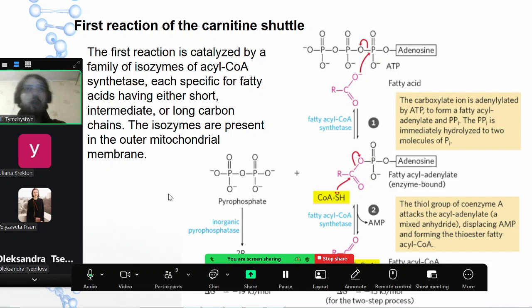In medicine, there may be certain conditions connected to defects in these enzymes. As you see, we have different enzymes that depend on the length of the fatty acids. So it may happen that there are problems with fatty acids of certain lengths only. Some of them are doing okay, while others with different lengths are not so okay. These isozymes are present in the outer mitochondrial membrane.